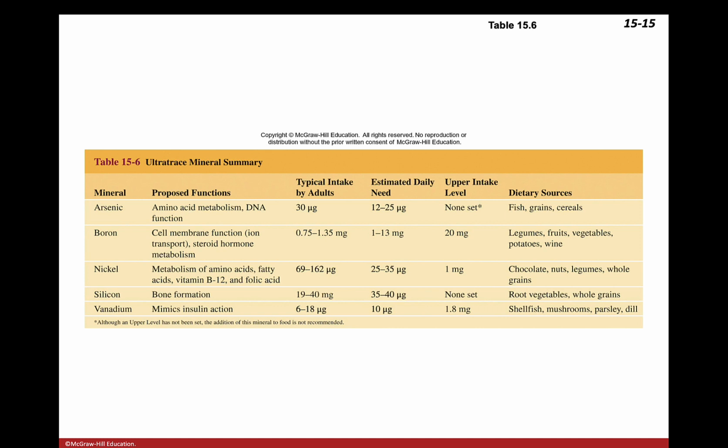Now, there are also some minerals that are considered to be ultra trace, and if we look at what they are, I'm just going to list them. I'm not actually going to go into their proposed function, but something to potentially be aware of. They would be arsenic, boron, nickel, silicon, and vanadium.